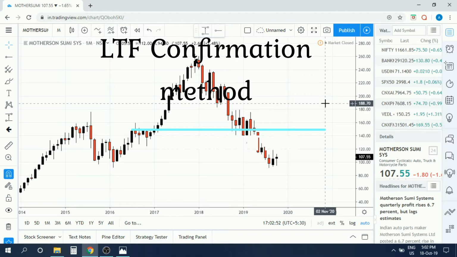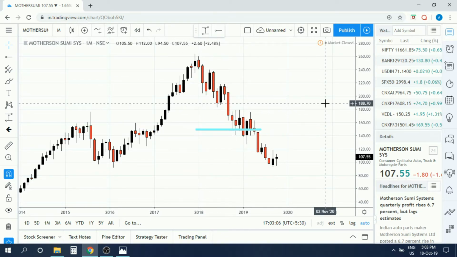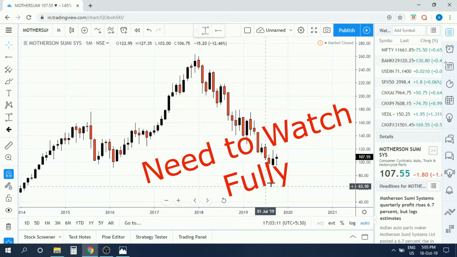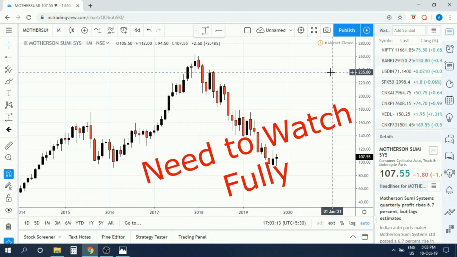There are, of course, advanced ways to seek confirmation from lower time frames. But one method I'm going to teach today was very much applicable for this stock that was going on in the past 1 week and this present week. So let's start with the top-down analysis. Let me begin with the monthly chart analysis.